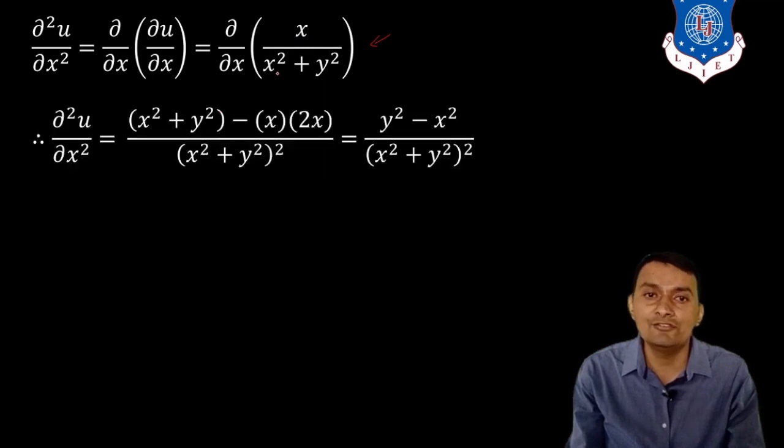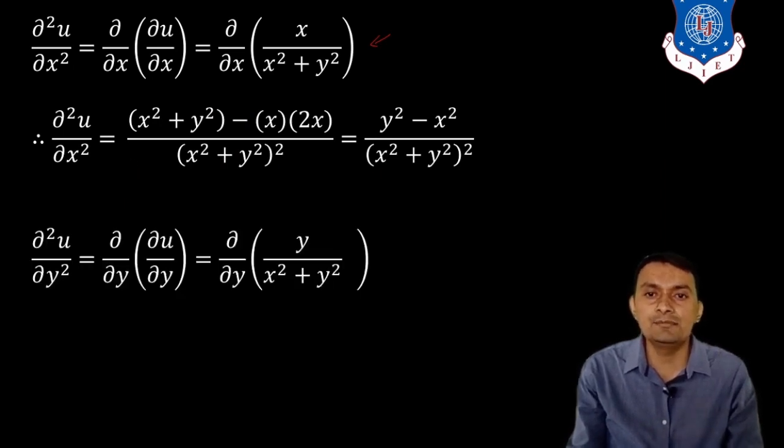I just focus on these terms. The denominator squared, whenever we determine the partial derivative with respect to x. The denominator as it is times the derivative of the numerator with respect to x, which is 1, minus the numerator times the derivative of the denominator, which is 2x. When you simplify, this is x square, this is 2 times x square. So what I get is minus x square plus y square divided by x square plus y square raised to power 2. This is del square u divided by del x square.